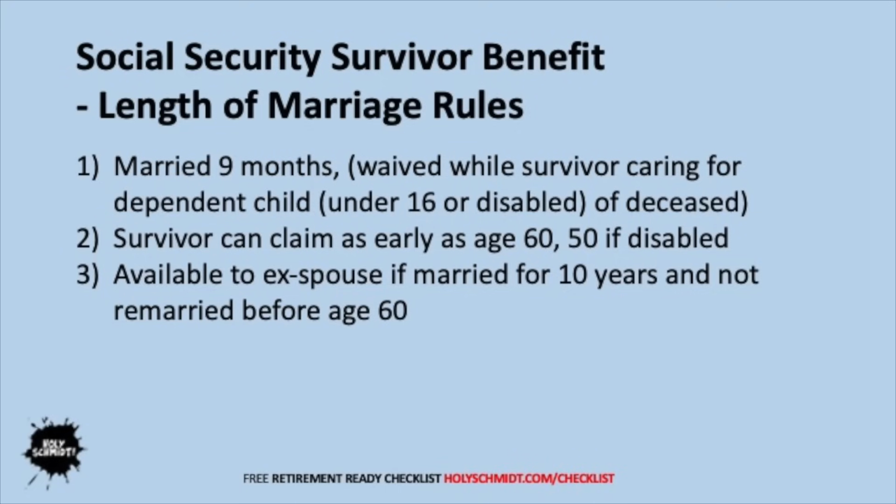so let's talk about the other payment, and that is how the survivor can assume the deceased's Social Security benefit and coordinate that benefit with their own Social Security payment. First, let's talk about the length of marriage rules. The survivor needs to have been married to the deceased for at least 9 months and can claim the survivor benefit as early as age 60, and actually it's 50 if the survivor is disabled.